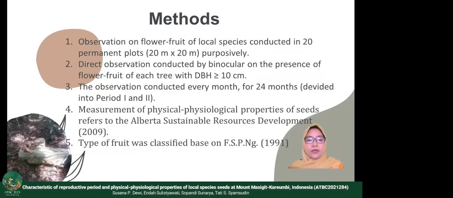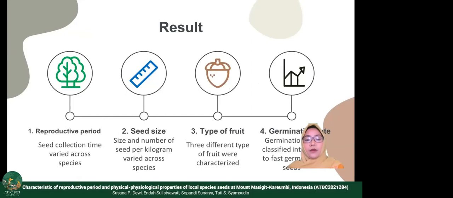The methods: observation of flowers and fruit of local species was conducted in 20 permanent plots, selected purposively. Direct observation was conducted by binocular on the presence of flowers and fruit of each tree with a DBH of more than 10 cm. The observation was conducted every month for 24 months. Measurement of physical physiological properties of seeds referred to the Alberta Sustainable Resource Development, and the type of fruit was classified based on FSP and G. There are four variables as a result of our research: reproductive period, seed size, type of fruits, and germination rate.